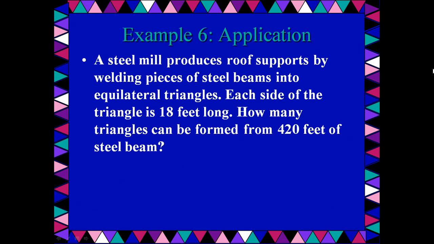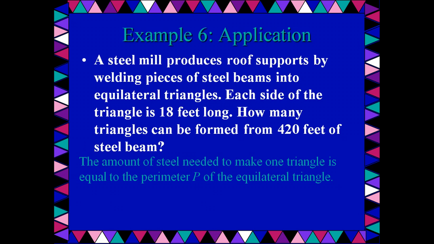Let's look at an application. A steel mill produces roof supports by welding pieces of steel beams into equilateral triangles. Each side of the triangle is 18 feet long. How many triangles can be formed from the 420 feet of steel beam? Okay, so the amount of steel needed to make one triangle is equal to the perimeter of the equilateral triangle. Remember, it says that each side is 18 feet long. So the perimeter is 3 times 18, which is 54 feet.